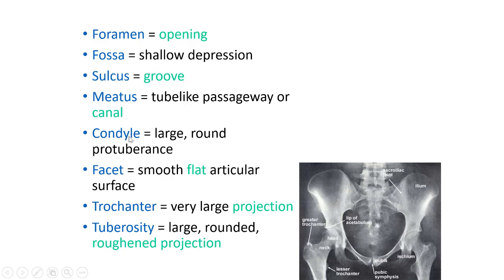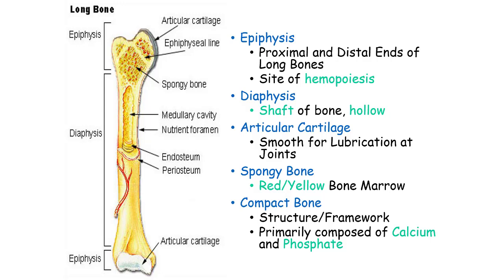Condyle is a large and round protuberance. Facet is a smooth, flat, articular surface. Trochanter is a very large projection. And tuberosity is a large and rounded projection. This is some of the terms. You'll learn other terms when you are reading anatomy.